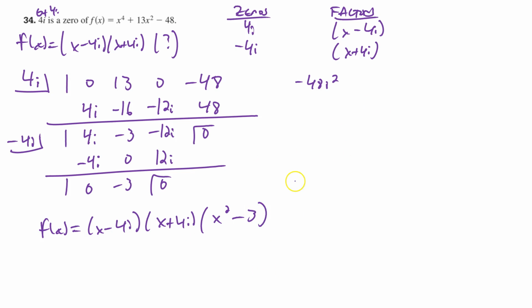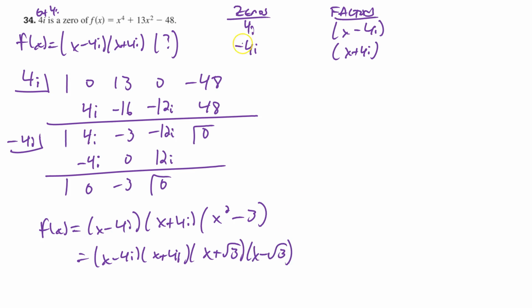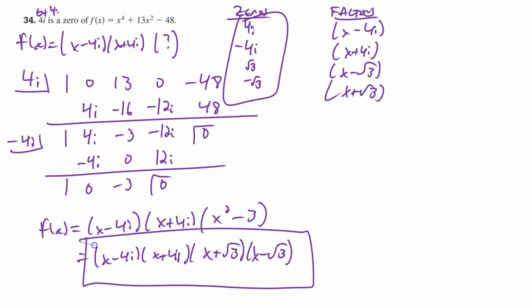So I can actually add this to my list. I'm going to find those last two factors. It's just x minus 4i, x plus 4i, and then x plus root 3, x minus root 3. So I can add those to my list. I have root 3 and negative root 3, and those give me the factors x minus root 3, x plus root 3. So here are all my zeros, and here is my linear factorization. All right, moving on.